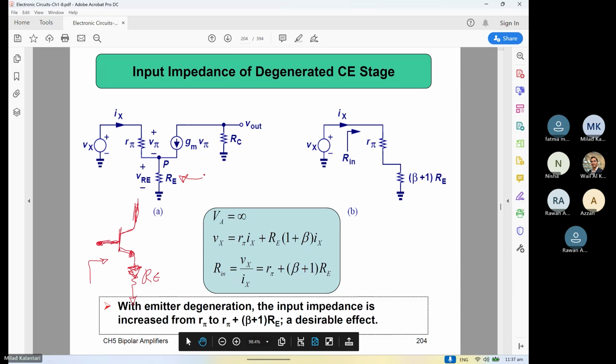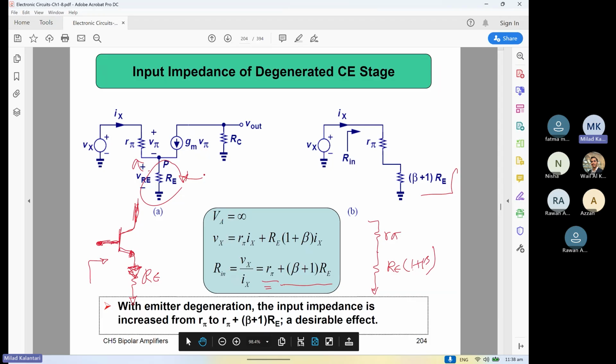So in fact, if you want to transfer this emitter resistor to the base side, you put this R pi at the base and then transfer the RE to the base, but you need to multiply it by 1 plus beta, because the base current is less. So you expect that the base resistance is higher. So the input impedance would be R pi plus this part of the resistor, right?